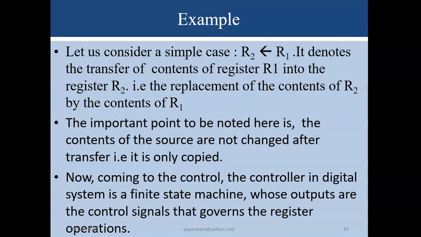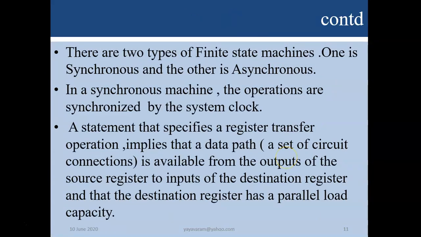Now let me consider a simple example. With this, I think the concept will become more clear. You have to thank Maurice Mano. I have taken this material from Digital Design by Maurice Mano. He has explained the concept wonderfully. Let us take a simple case. So here I have shown R2 transferred to R1, R1 left arrow R2. The control signals are given by some state machine, a finite state machine.